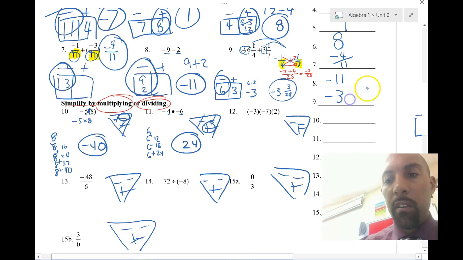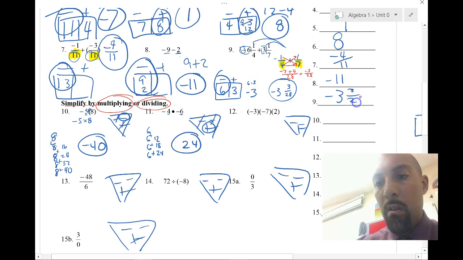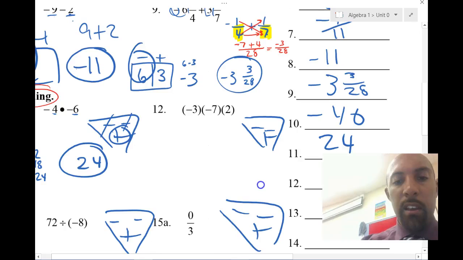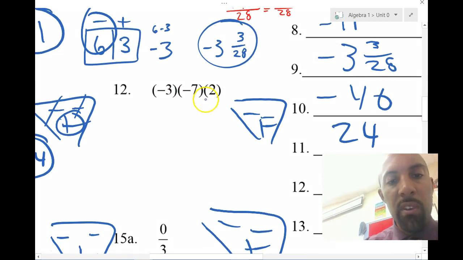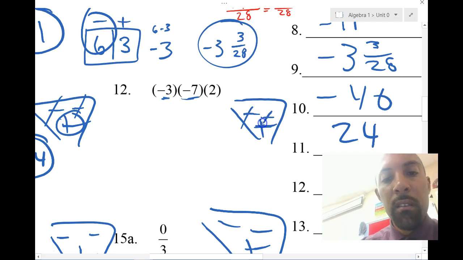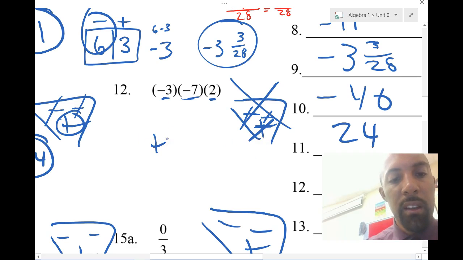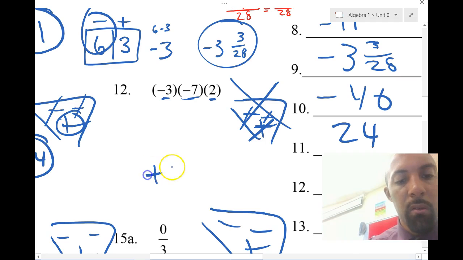So let's fill that one in. Okay, and then negative 40 and 24. Okay. Now go to number 3. Now we have 3 numbers. So first, before I start, I'm going to figure out what the sign is going to be. I have minus, minus, and plus. If they all go away, then my answer is going to be plus. I already know that my answer will be plus if they all go away.